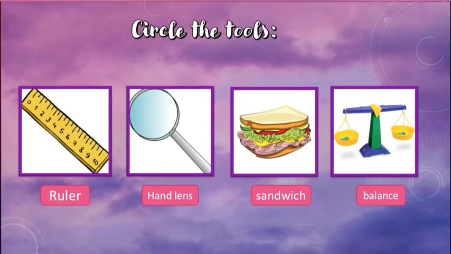Then we have an activity, circle the tools. You have these 4 pictures in your book as well. First of all, a ruler, it is used to measure the length, so correct. Then we have a hand lens which is used to see something clearly or zoomed in, true. And then we have a balance. Balance means you weigh two things against each other to see whether they are exactly the same or whether there is a little difference in their weight, one is slightly heavier, one is slightly lighter. So a balance is used to weigh the material of two different things.